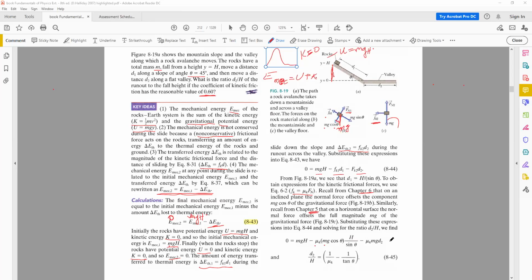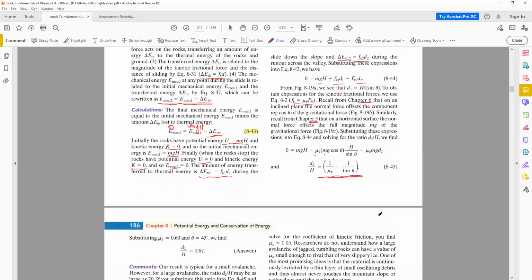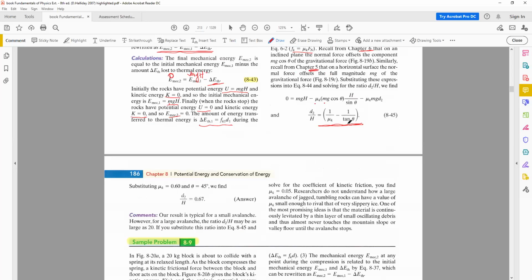Now, when we are solving for this, the question was that we had to find d2 over capital H. So we can rearrange this equation and bring d2 over H to one side, and the expression on the right side comes equal to this. This is your required expression, in which you can substitute the values. You're given mu k equal to 0.6 and theta equal to 45. You can find tangent of 45, substitute the values, and hence the quantity that you're required to find, d2 over h, comes out to be 0.67.